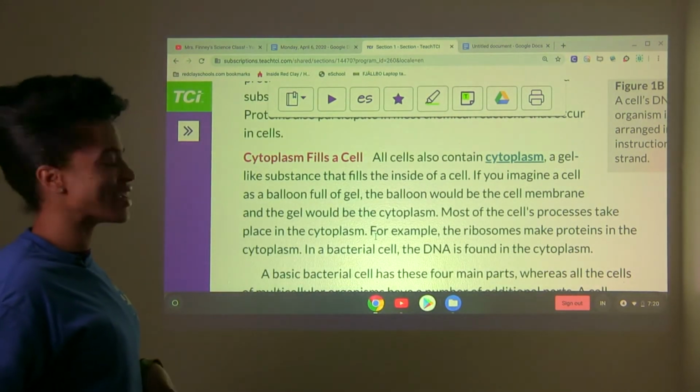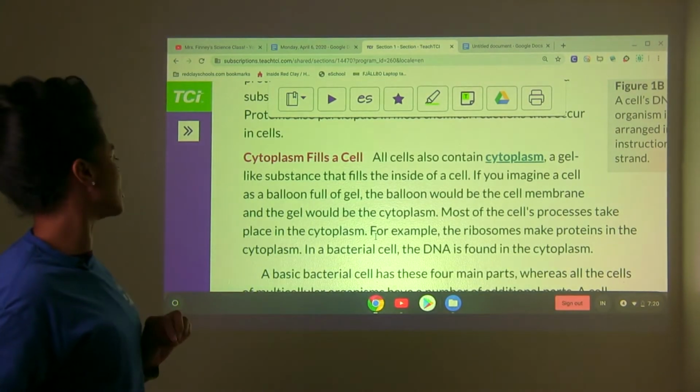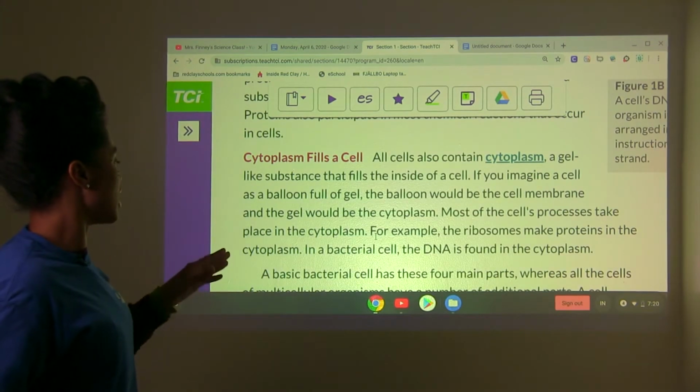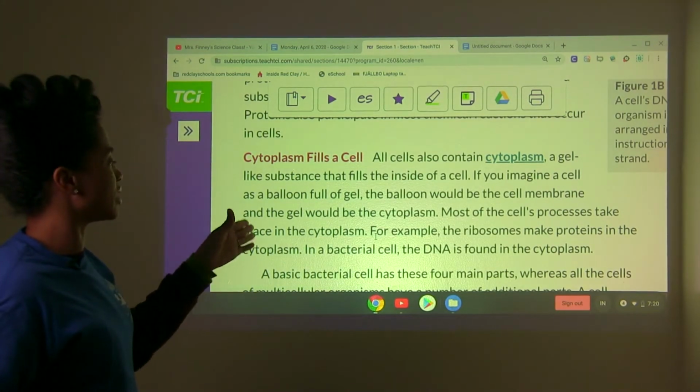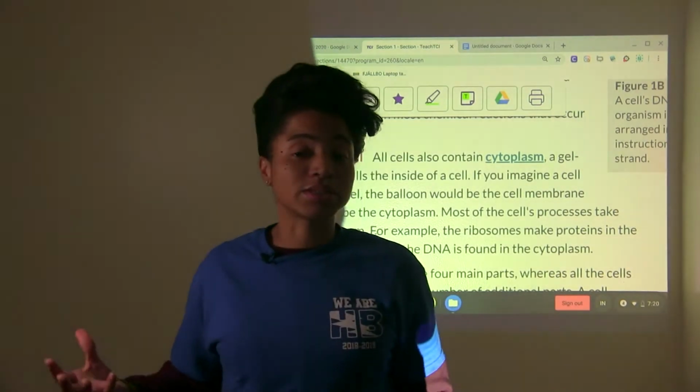Make sure my formula is right. All right, here we go. For example, the ribosomes make proteins in the cytoplasm. In a bacterial cell, the DNA is found in the cytoplasm. So the cytoplasm pretty much invites everyone in.